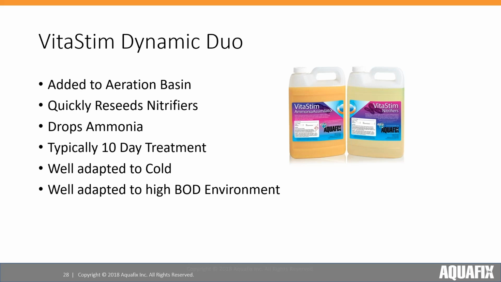We start with some seed bacteria and we grow them in tanks. We add the right cofactors to build their populations up. And when it's time to bottle them, we add some micronutrients. Those micronutrients help the bacteria establish quickly once they get into the wastewater system. The packaged product is safe for about 6 months. The only requirement is they need to be refrigerated to extend that shelf life.